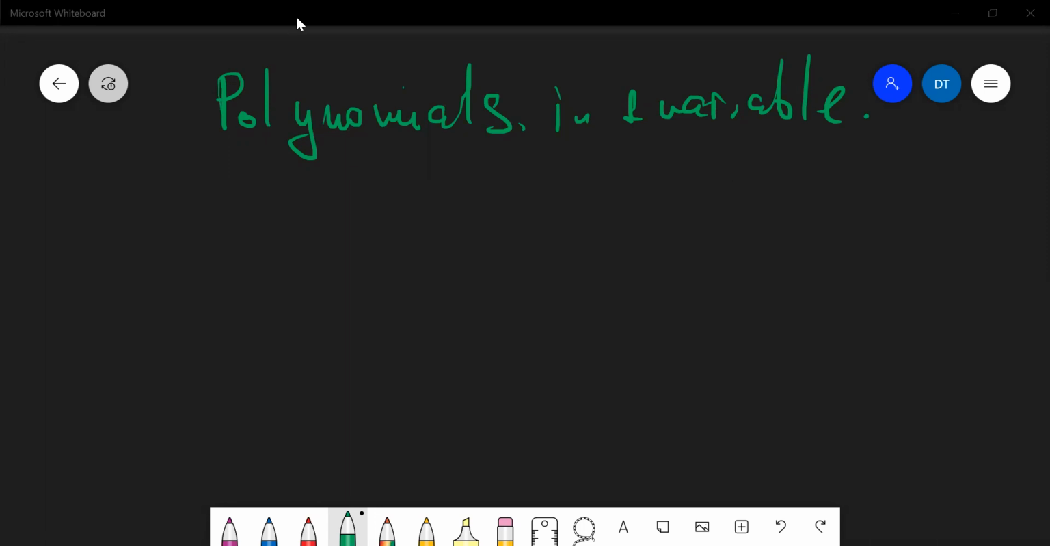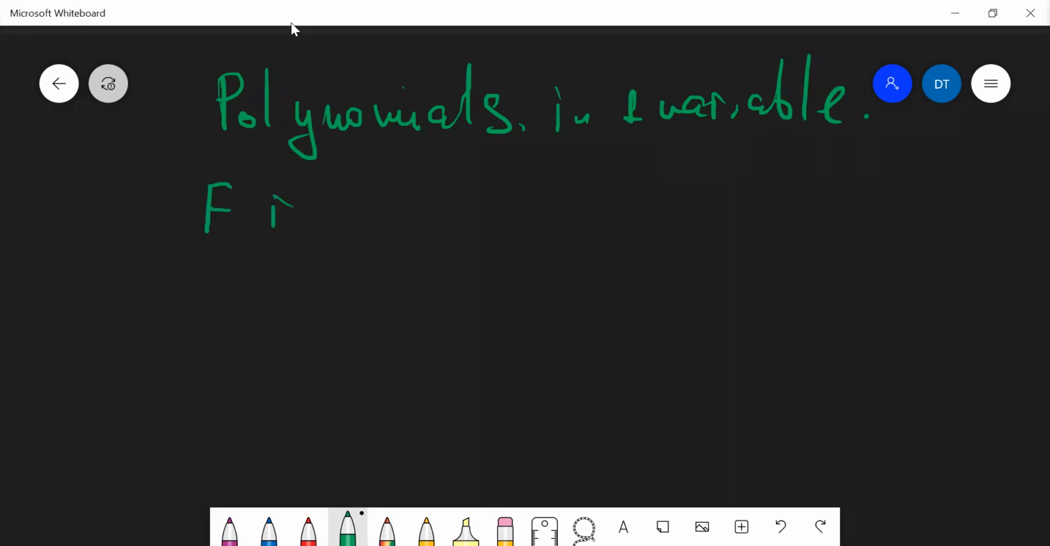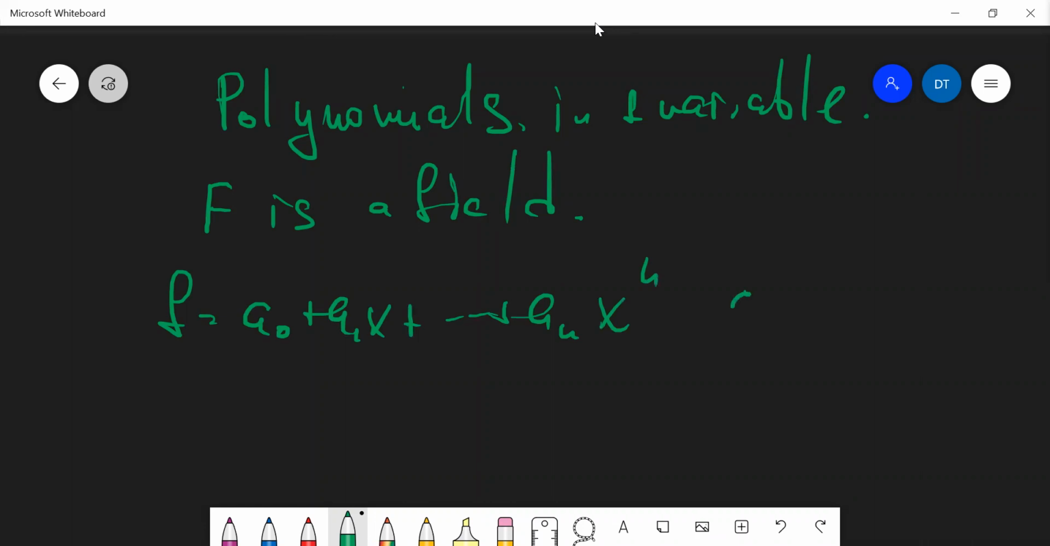Okay, so let me recall. What do I want to call a polynomial? I want to discuss polynomials with coefficients in a field. So I want to fix a field, and consider the set of expressions of this form, where all the coefficients are from the given field. And this is basically it.